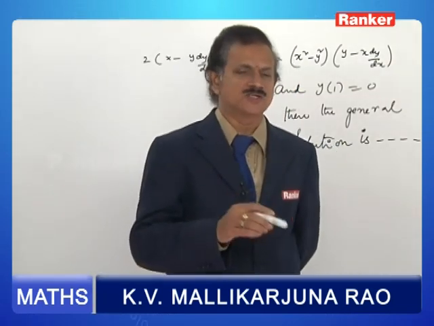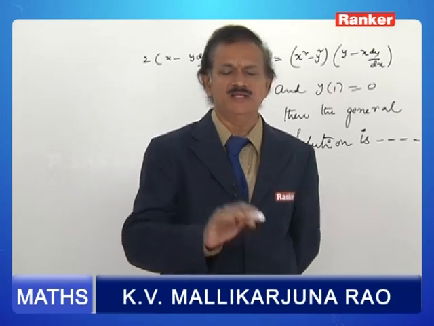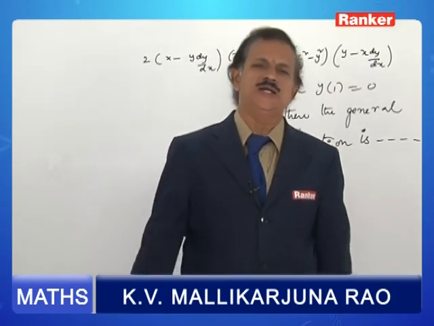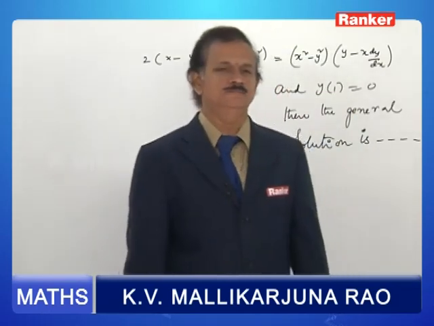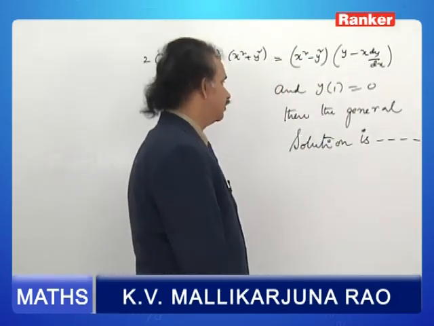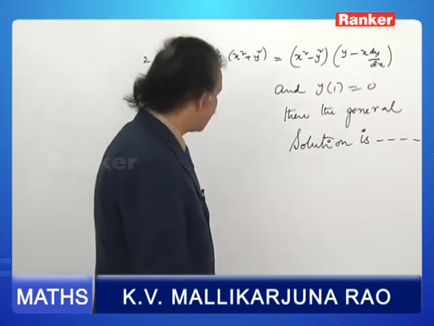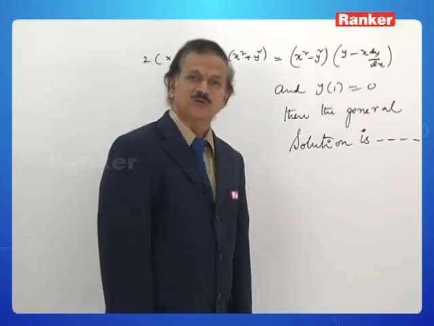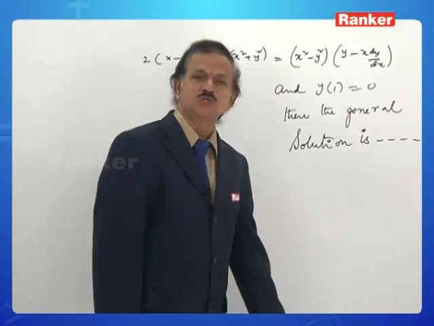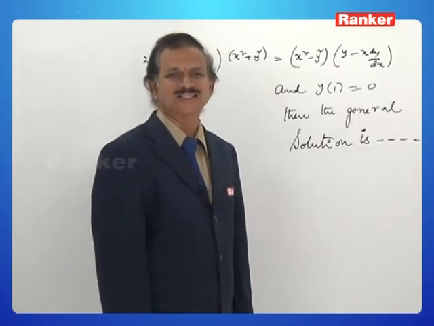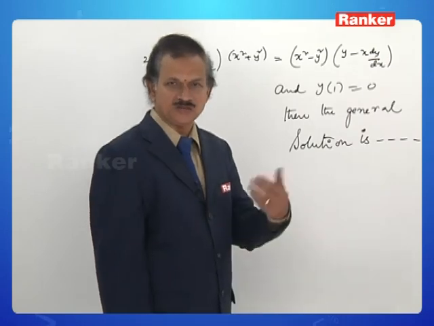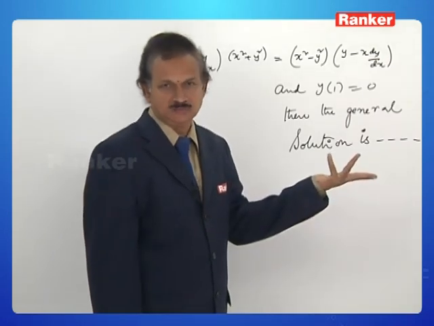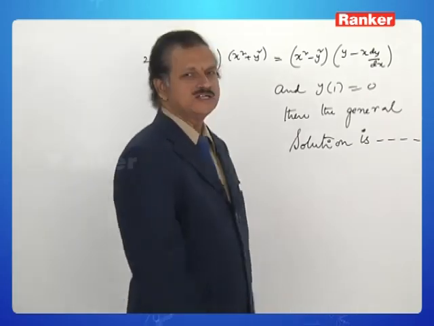That is, if you substitute x is equal to 1, then the answer for y will be 0. In short, the curve passes through (1, 0). And you are supposed to have the general solution. Of course, by making use of this, you will be able to know the constant c of integration, which has been obtained by integrating to get the solution. Okay, let us try.